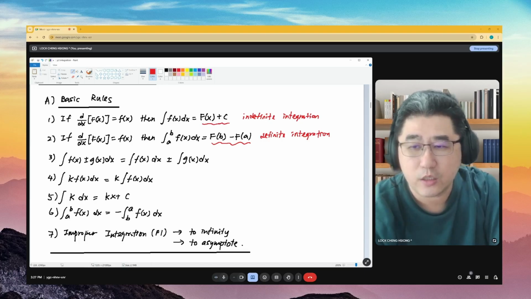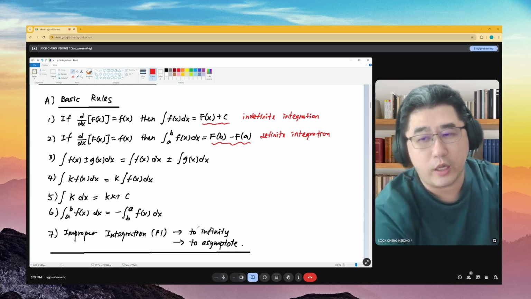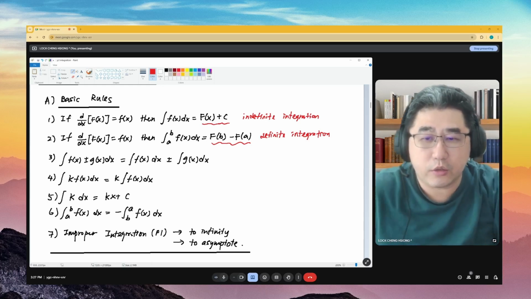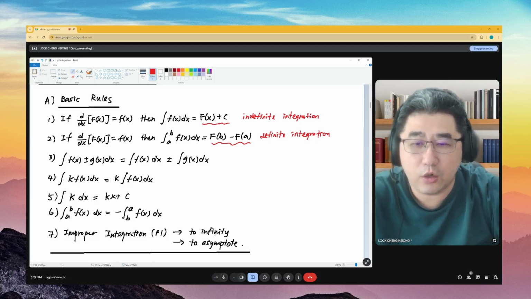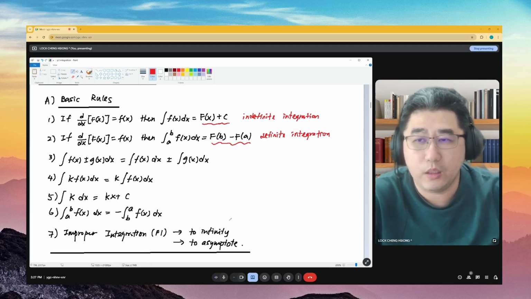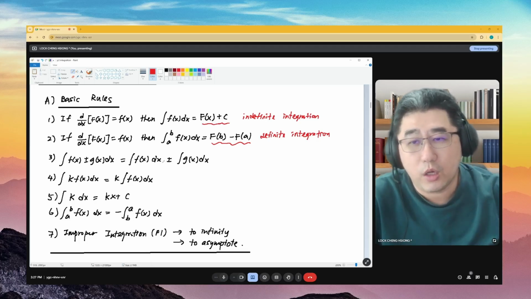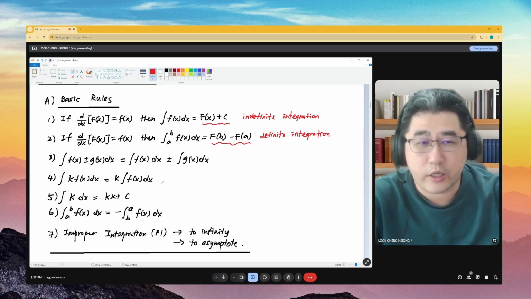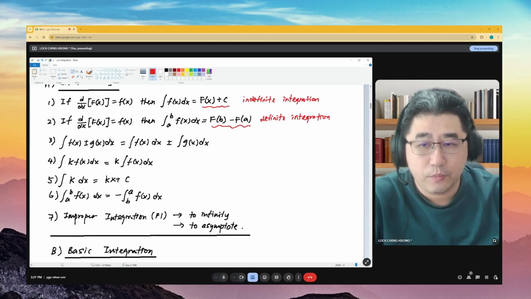Number seven says if you have an improper integration from P1, you'll be expected to remember your P1 improper integration towards infinity or towards the asymptotes. That will be the basic rule. As you can see, these are the same rules from your P1. We're not going to discuss the details; you'll be expected to know the rules already.